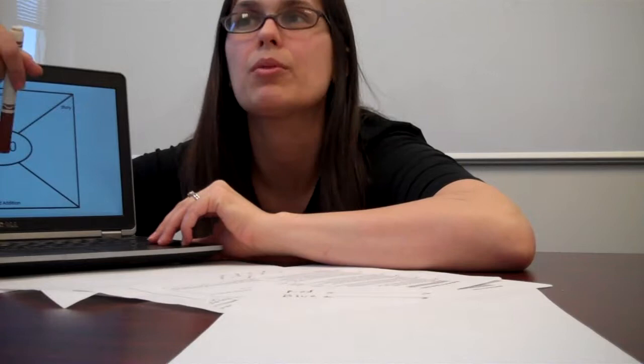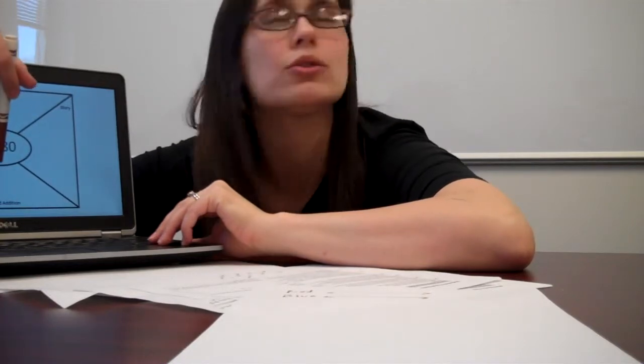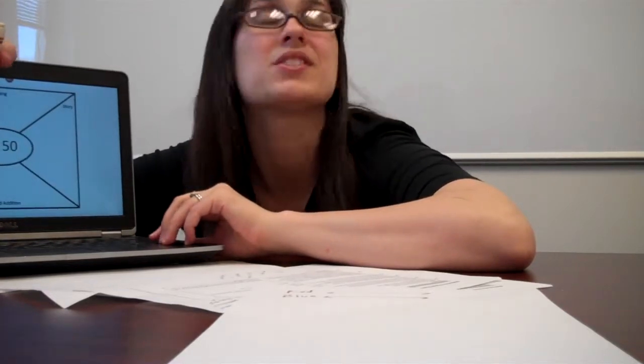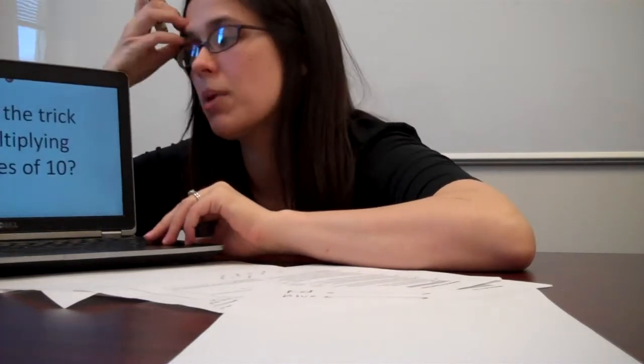Yep. How could I rewrite this? Actually, 9 times 8 times 10. Great. 9 times 8 is 72. Put on the 0, 720. Now, do one more. This one's fun because 6 times 5 is 30 and there's an extra 0. So what is the trick for multiplying multiples of 10?